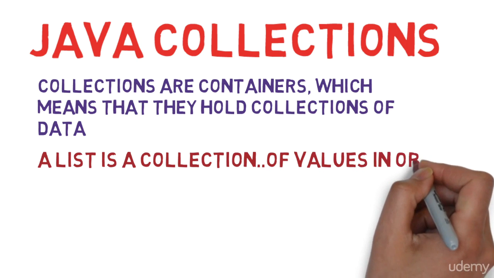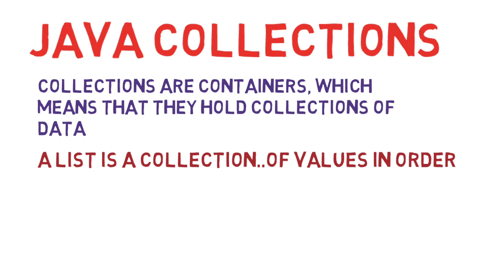Examples of collections are a list. This is a collection of values where the order matters. The first element in the list is the first element for some reason. The second is the second element, so on and so forth. And you can actually access elements at a specific position in a list. Lists are ordered collections.